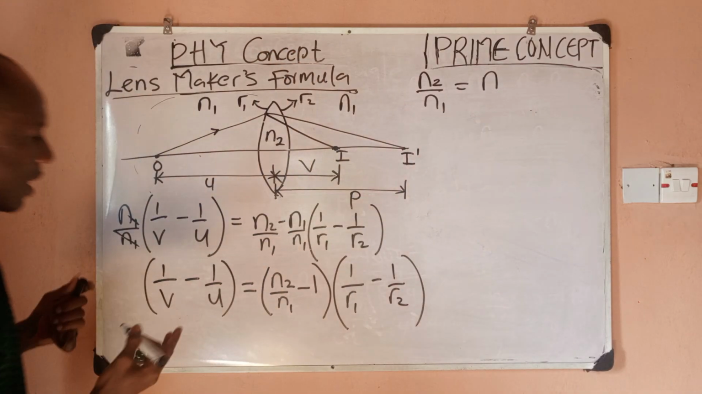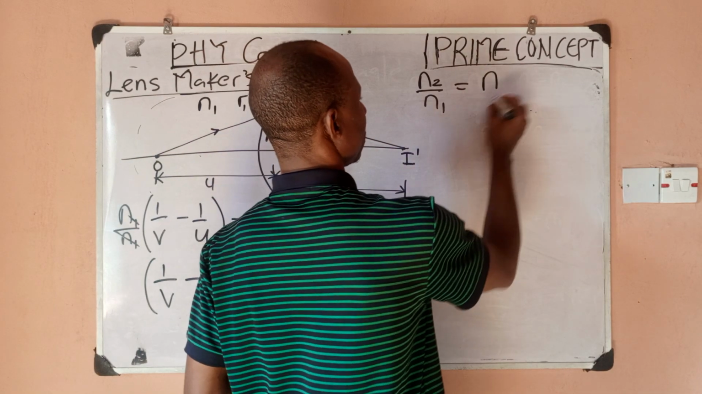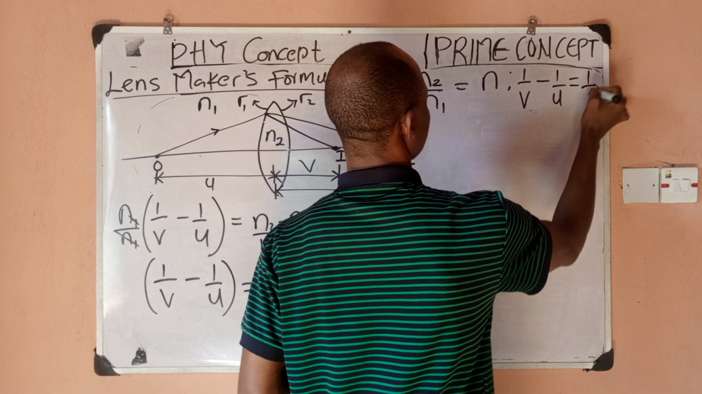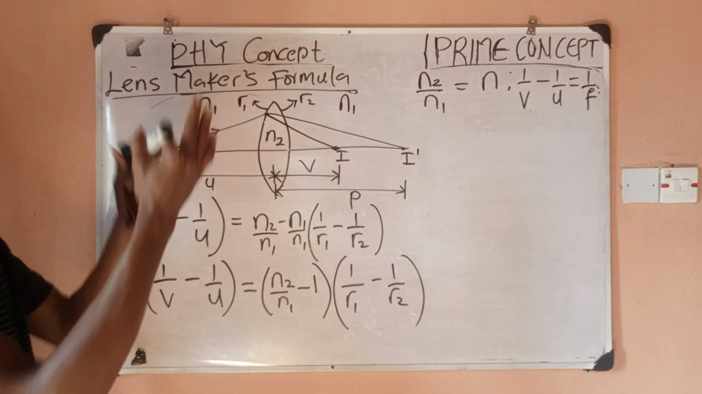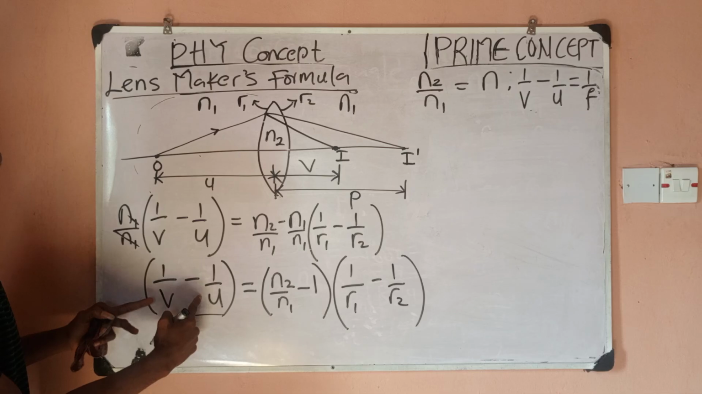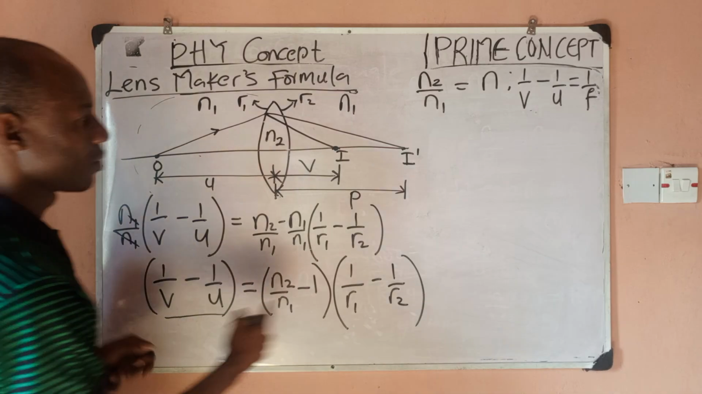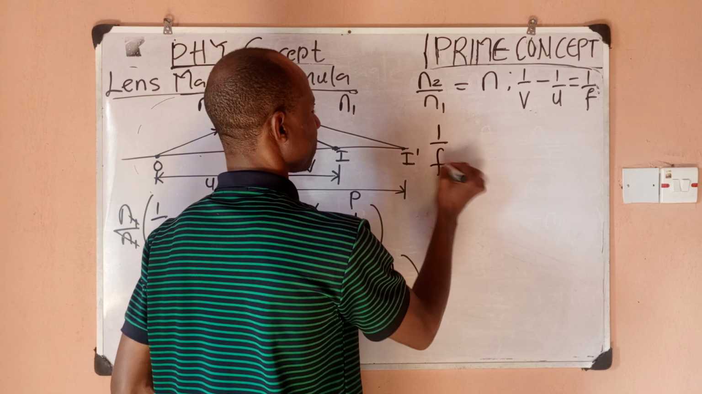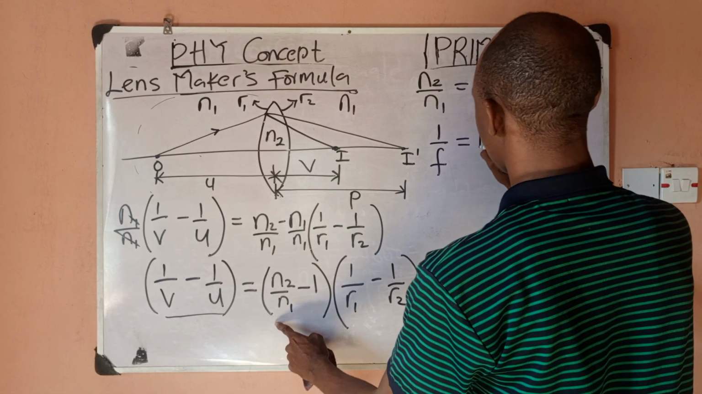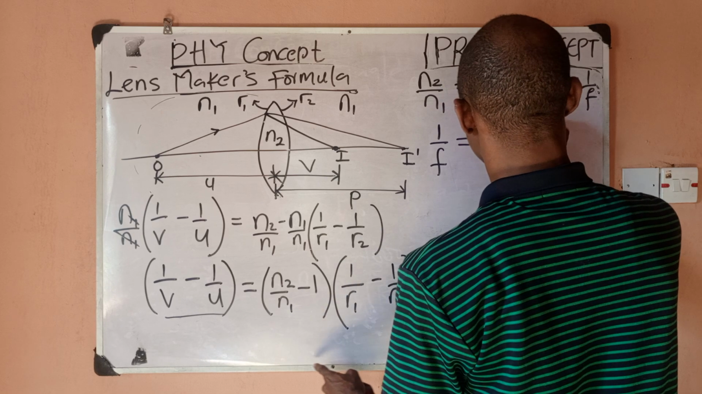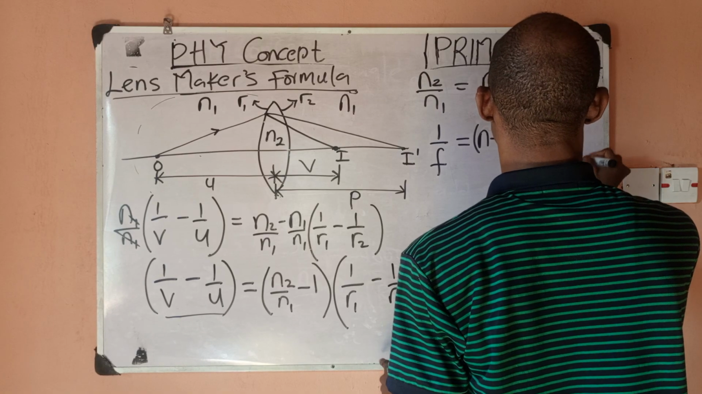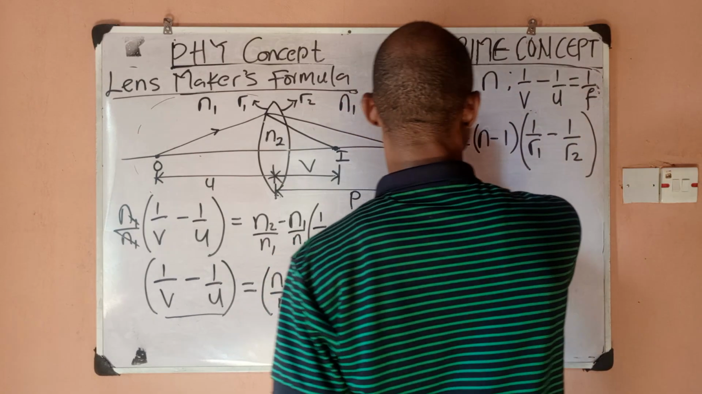And also you recall that 1 over V minus 1 over U is equal to 1 over F. So if we know these two things, I'm going to substitute. I'm going to replace this part with 1 over F, because this is the lens formula we learned earlier. So I would say 1 over F equals N2 divided by N1, which we have called N, so N minus 1, into 1 over R1 minus 1 over R2. So this formula I have been able to derive now.